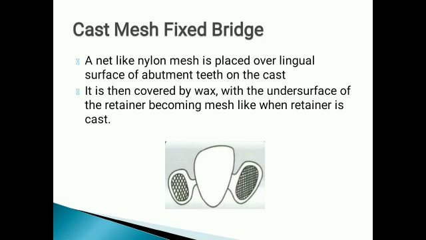Coming to the cast mesh fixed partial denture, a net-like nylon mesh is placed over the lingual surface of the abutment teeth on the cast. It is then covered by wax, so the under surface of the retainer becomes mesh-like when the retainer is cast. The main drawbacks of the design include that the nylon mesh cannot adapt well to the cast during pattern fabrication. The wax may flow in between the mesh, blocking all the undercuts.